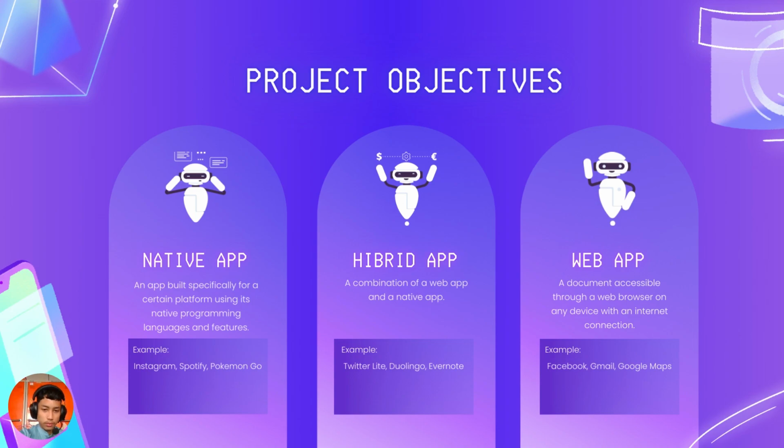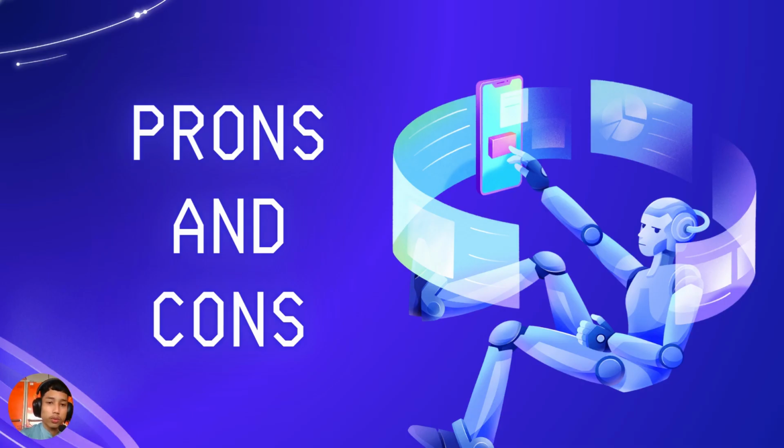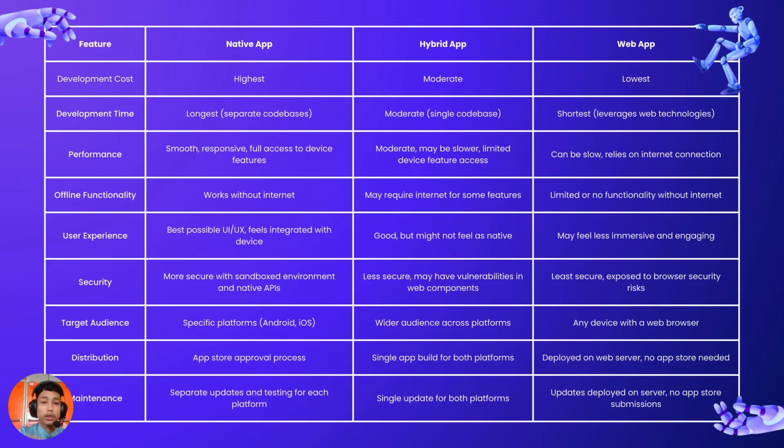Now, let's go through the pros and cons for the native app, hybrid app, and web app. For the cost, a native app has the highest, more than hybrid app and web app. For development time, native app is longer because it has a separate code base, while hybrid app is moderate because it has a single code base, while the web app is shortest because it leverages web technologies. For performance, native app is very smooth compared to hybrid app and web app.